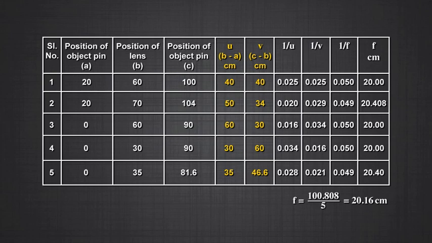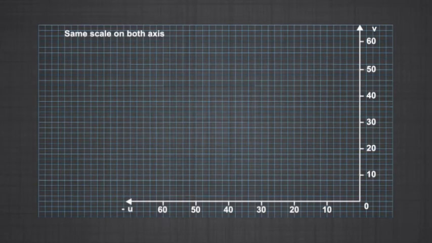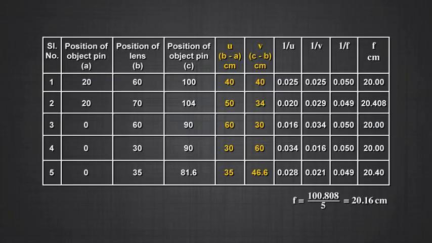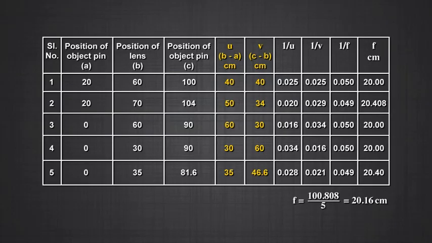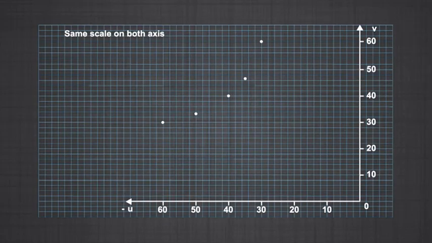So you are going to take your graph paper, and on the x-axis, which will be your negative x-axis, you are going to put the values for u, and on the y-axis, which is your positive axis, you are going to put the value for v. Now another important thing is that you take the same scale for u and for v. For both of them, same scale should be selected. So you plot your first reading, the second reading, third reading, fourth and the fifth reading.